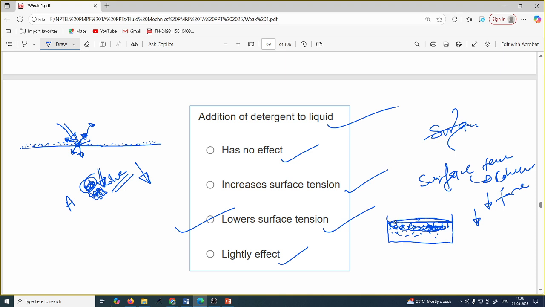In the zoomed view I am showing you, tension will be created on the surface. So this is known as surface tension.